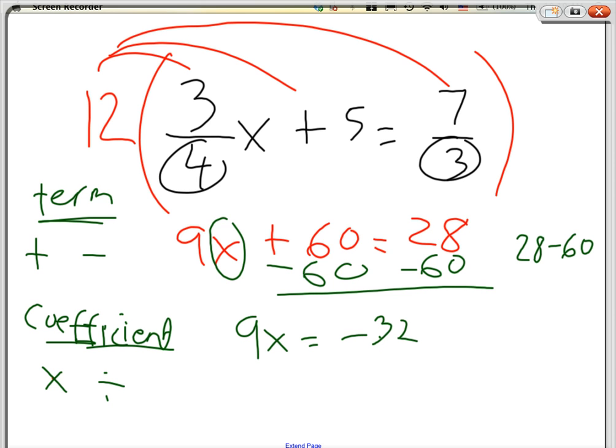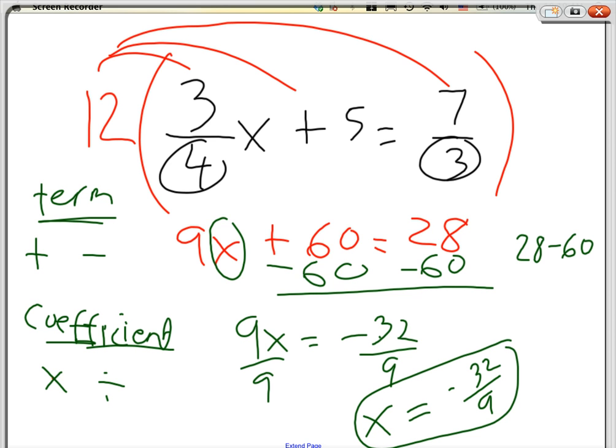Negative 32. Make sense? And then you divide by 9. Of course, can we simplify, or is that our final answer? Okay, then we just write negative 32 over 9. Question on that one? So I'm following step by step.